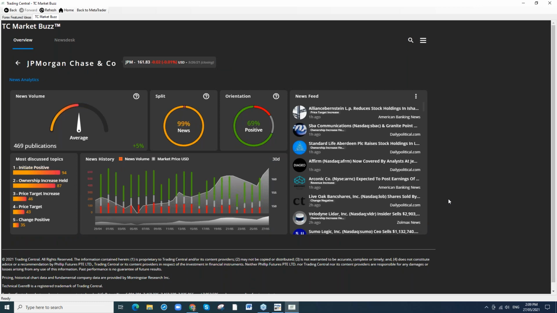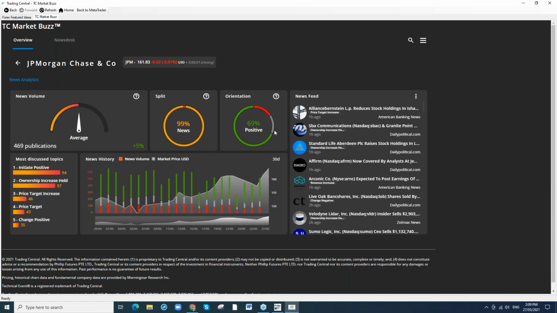Here you can discover the news metrics like price to coverage history, the most discussed topics which are here, and how negative or positive the coverage or the orientation is.